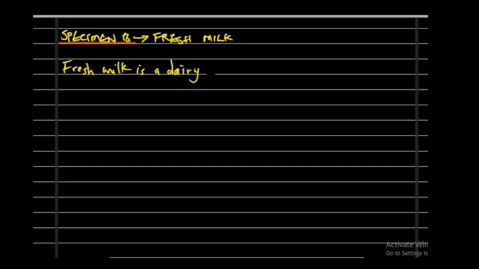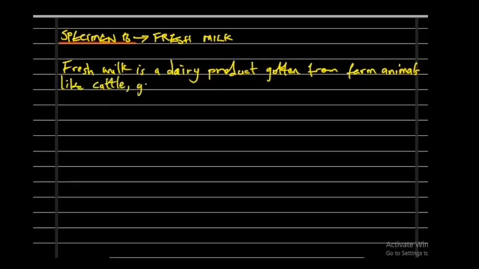It is a dairy product gotten from farm animals. Animals like cattle, we have goats, sheep, pigs, etc. All of these are animals that produce milk.